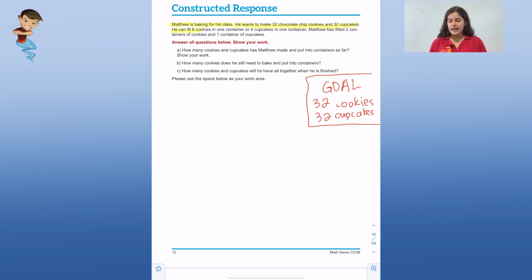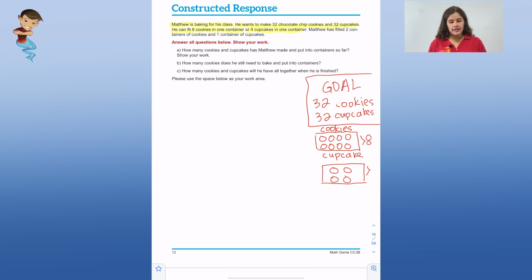Next, it says he can fit 8 cookies into one container and 4 cupcakes into one container. So let's draw that again. Let's draw little mock containers. First, we have our cookie container, and we'll draw 8 circles to demonstrate that we can fit 8 in that container. Next, we'll have our cupcake container. Cupcakes are a little larger, so it makes sense that we'll only be able to fit 4.